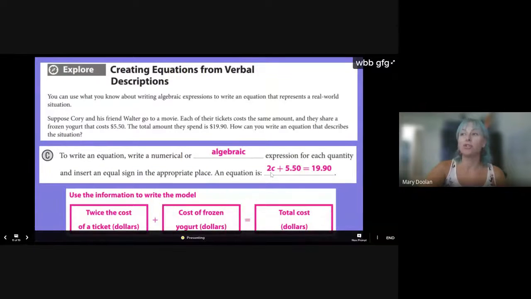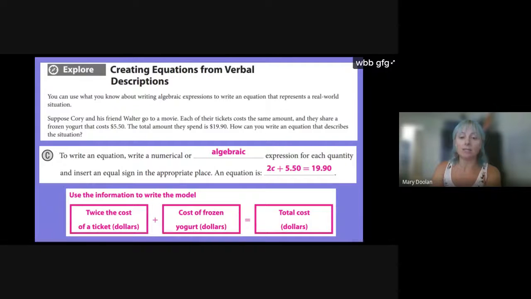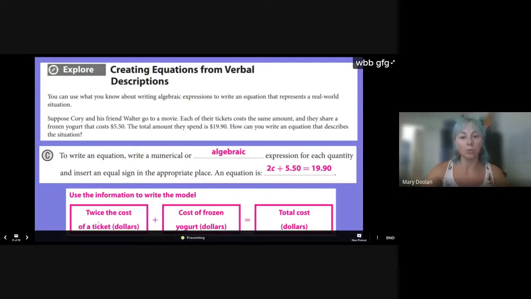You guys are right, B. 2C plus $5.50 equals $19.90. And another way to think about this visually is you can make boxes, all right? It's like we're adding this stuff to this stuff, and then it's going to equal this stuff. So that's what they're showing here in pink. You can make a model that way where in one box it's twice the cost of a ticket, and then you have the cost of the yogurt, and then the total cost is in the other box. So these are each representing one term. Remember, terms are the pieces that are added together.